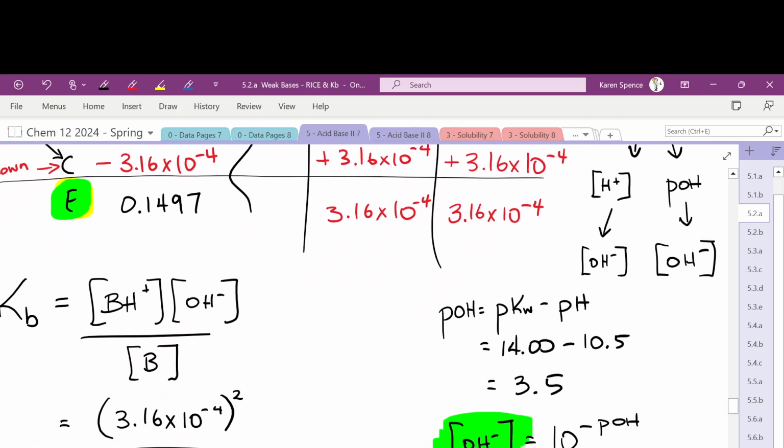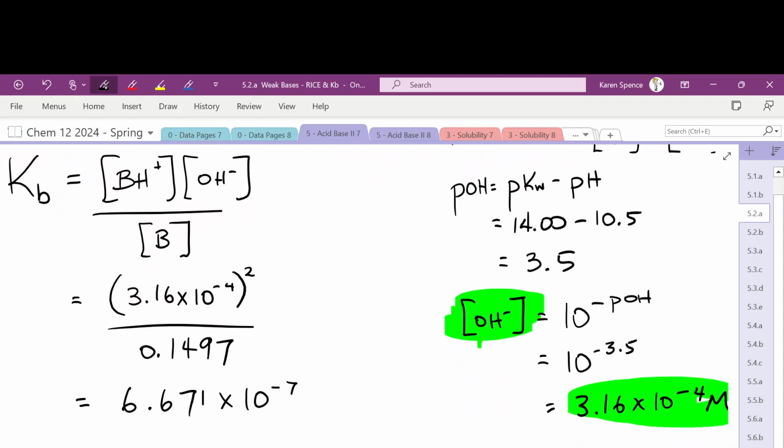See how we're reviewing all these concepts, right? So that's just going to be 7 times 10 to the negative 7, and that is our final answer. Yeah, we did have to do that second example because it had enough different stuff.